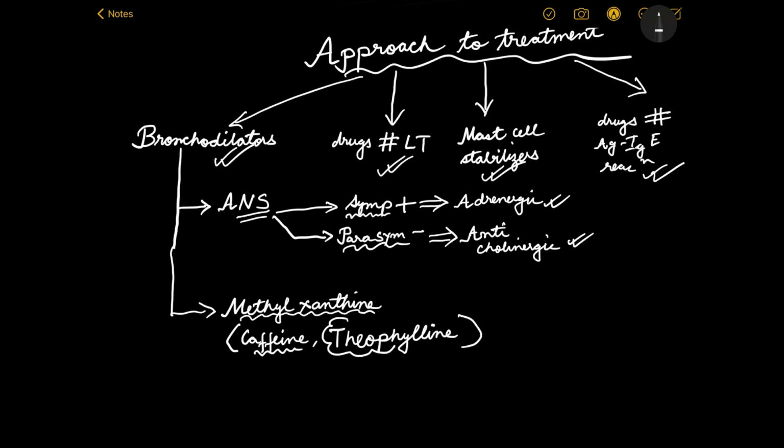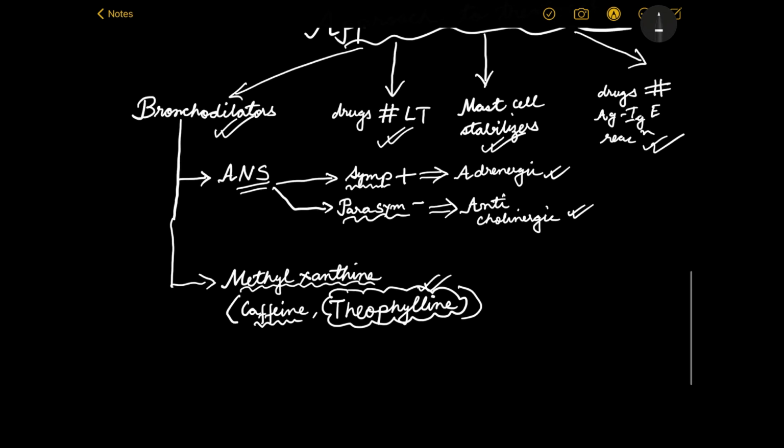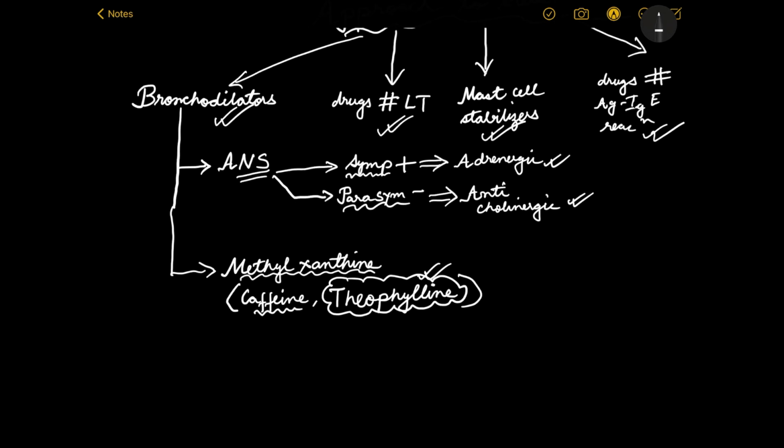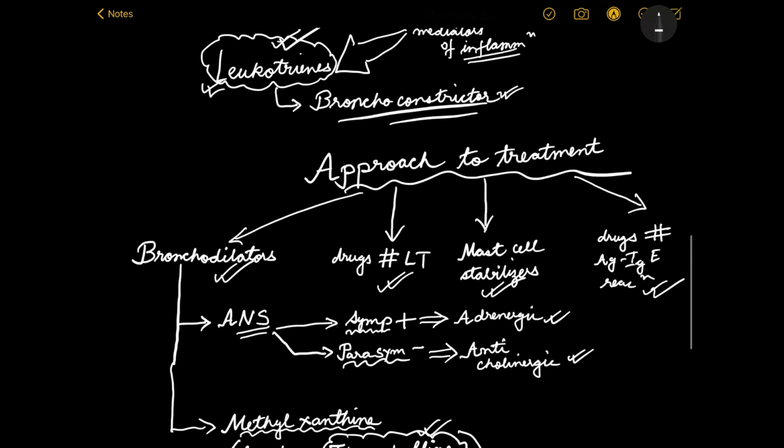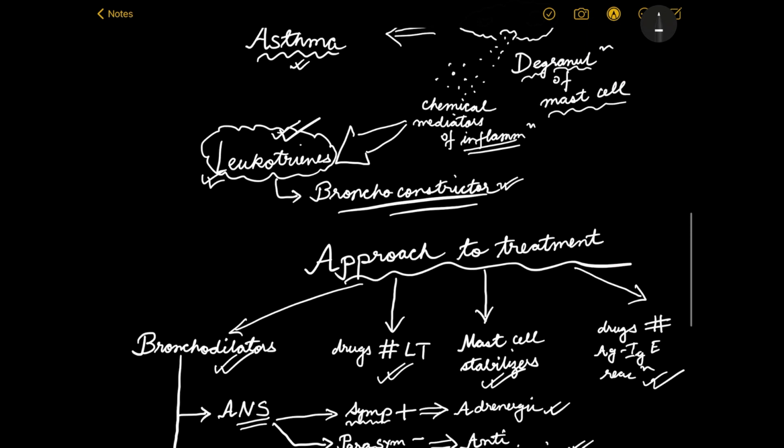Theophylline. This is the major drug under methylxanthine, obviously, which leads to bronchodilation. How? We'll come into that later. Then, I had mentioned something about leukotrienes, right? Leukotrienes are chemical mediators of inflammation, right?